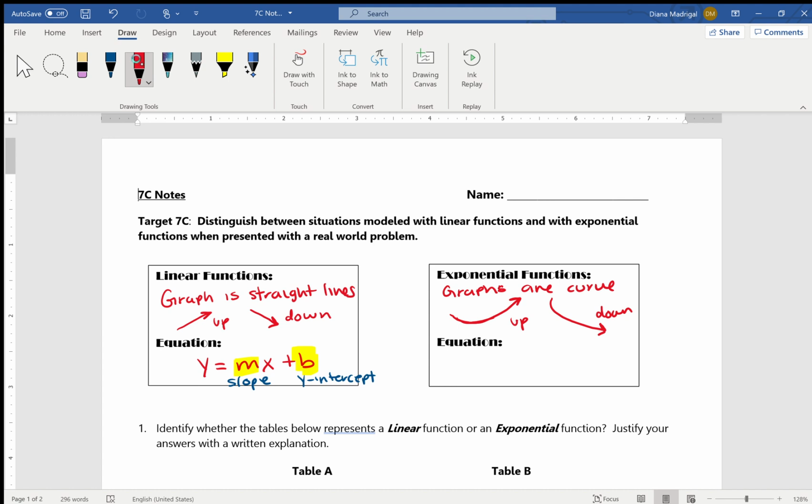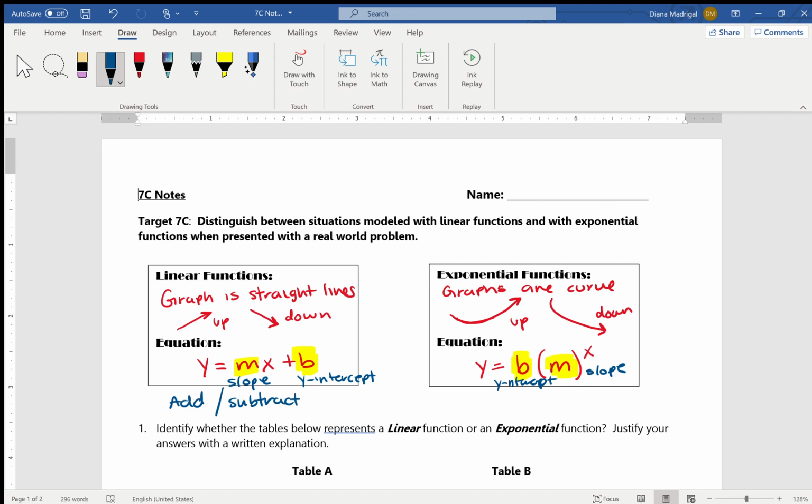And the equation for this is going to be y equals b times m to the x power. Same thing, we know about these. b is still the y-intercept, and m is still the slope. The difference between exponential and linear is that for linear functions, the slope can either add or subtract. The y-intercept we know is the starting point.